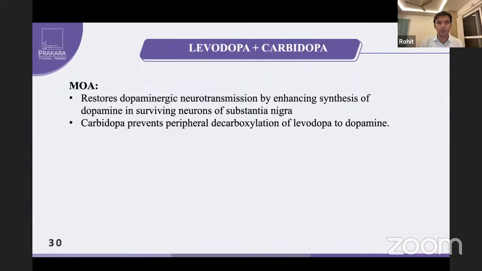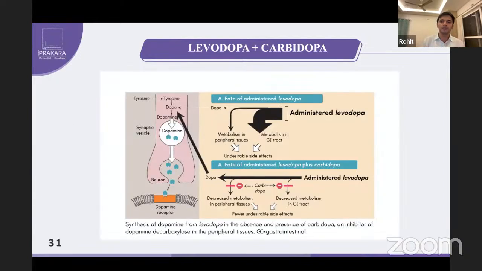So how does levodopa act? Basically, levodopa restores the dopaminergic transmission by enhancing synthesis of dopamine in surviving neurons of substantia nigra. We add another molecule, that is carbidopa, to levodopa. This is to prevent peripheral decarboxylation of levodopa to dopamine. That means what happens is, see, in the first slide, if we administer levodopa, a lot of it is metabolized in the GI tract, and very little amount reaches the central nervous system.